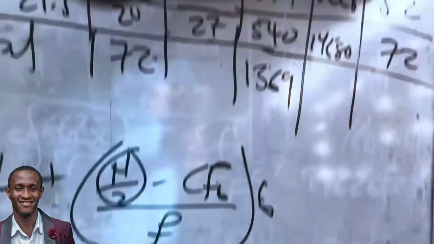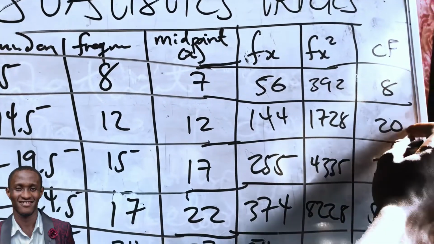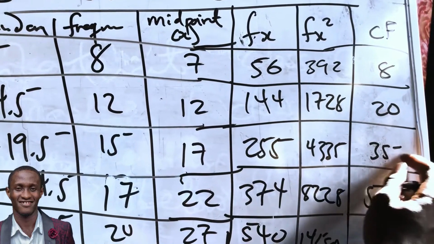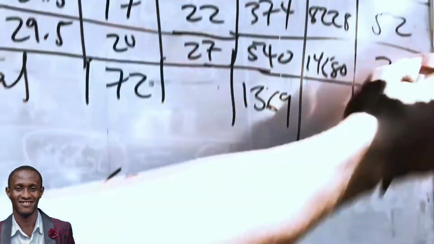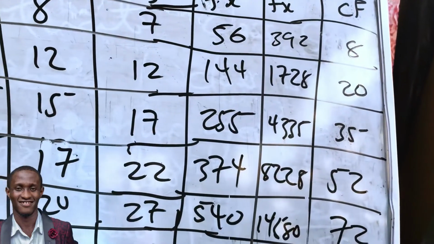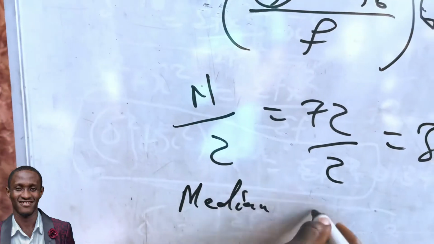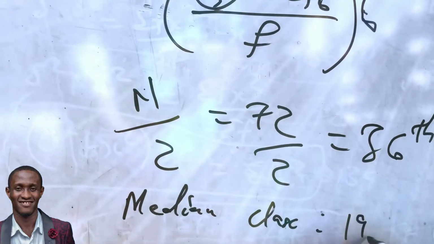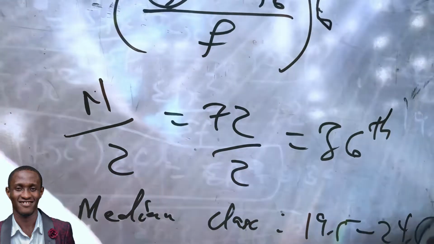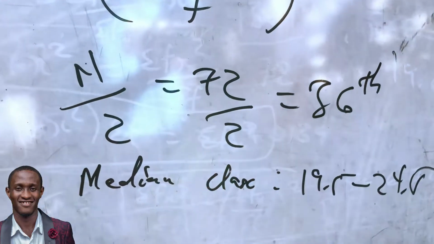So we look at the cumulative frequency side. This is 1st to 8th. This is from 9th to 20th. This is up to the 35th. So the 36th will be found here. So the median class is this, it is 19. So it means that the median class is 19.5 to 24.5. So in this formula, we're going to use this.